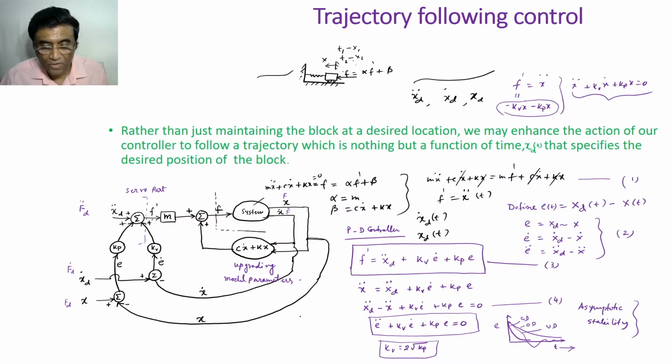Okay, so designing a controller like this, you will end up with a control law in the error domain which follows a second order linear time invariant system. The beauty is that by suitably selecting kp and kv, you can ensure that the trajectory is followed perfectly. Okay, so this is proportional derivative control while you are following a trajectory.